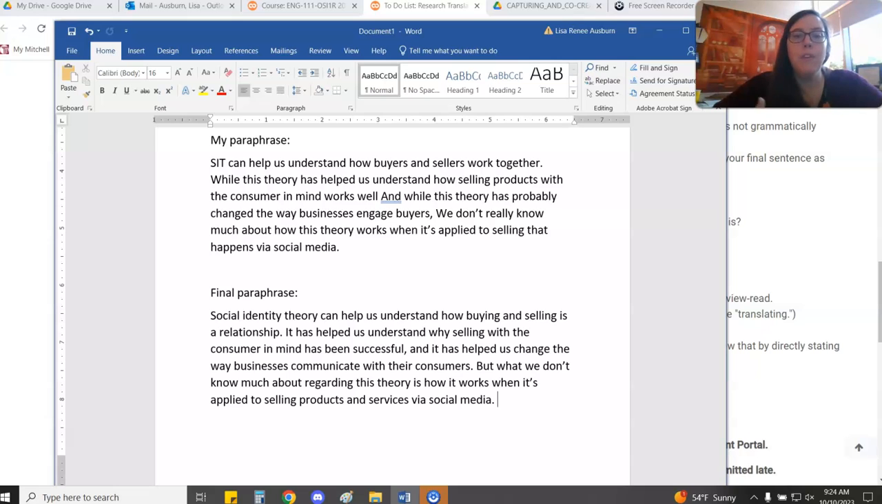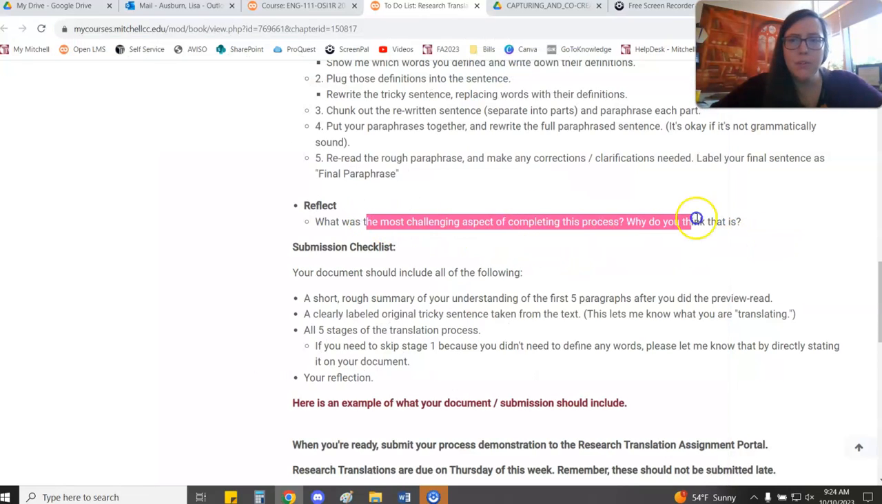So when you are finished with this part, there's one more thing that I want you to do. I want you to reflect on this process. I want to know specifically, what was the most challenging aspect? Why do you think that is?